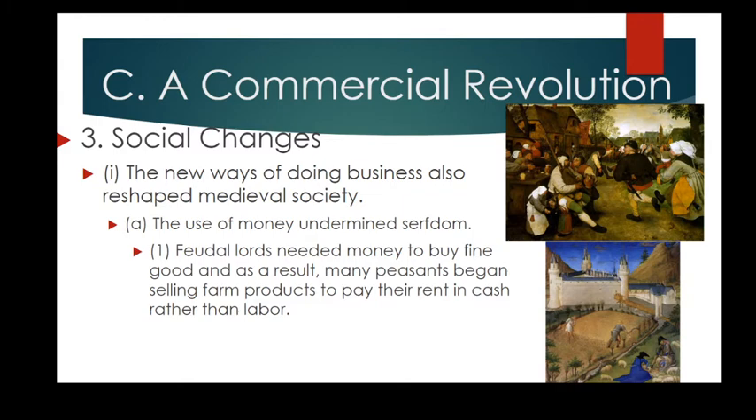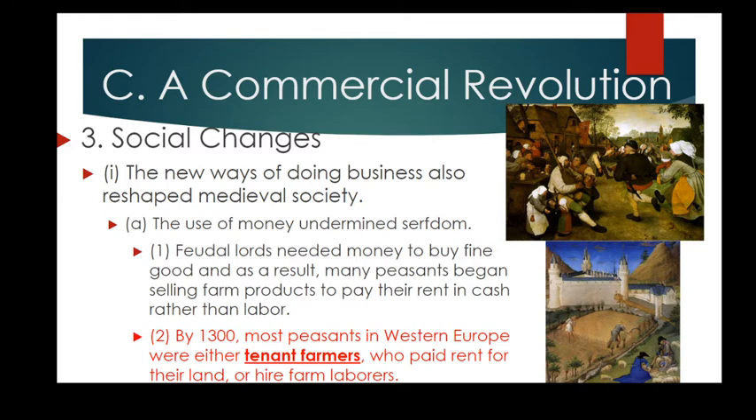Feudal lords needed money to buy fine goods, and as a result, many peasants began to sell their farm products to pay their rent in cash rather than to labor. Okay. By 1300, most peasants in Western Europe were either what's called tenant farmers, who paid rent for their land, or hired farm laborers. What that means is now there's this incentive to be a peasant.